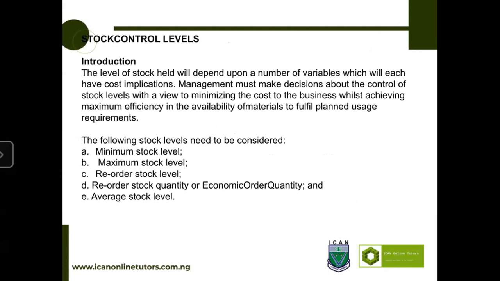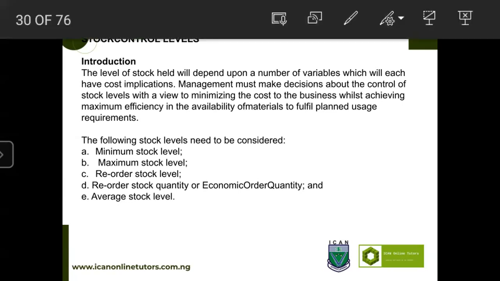When we talk of stock control level, we have looked at the various costs incurred in procuring materials. Then how are we going to control costs? To control costs, the first element under stock control is the various levels at which we minimize costs. There are a minimum of 5, but basically we focus on 5 levels of cost minimization, which include the minimum stock level, the maximum stock level, the reorder level, the reorder quantity, which we call EOQ, and the average stock level.